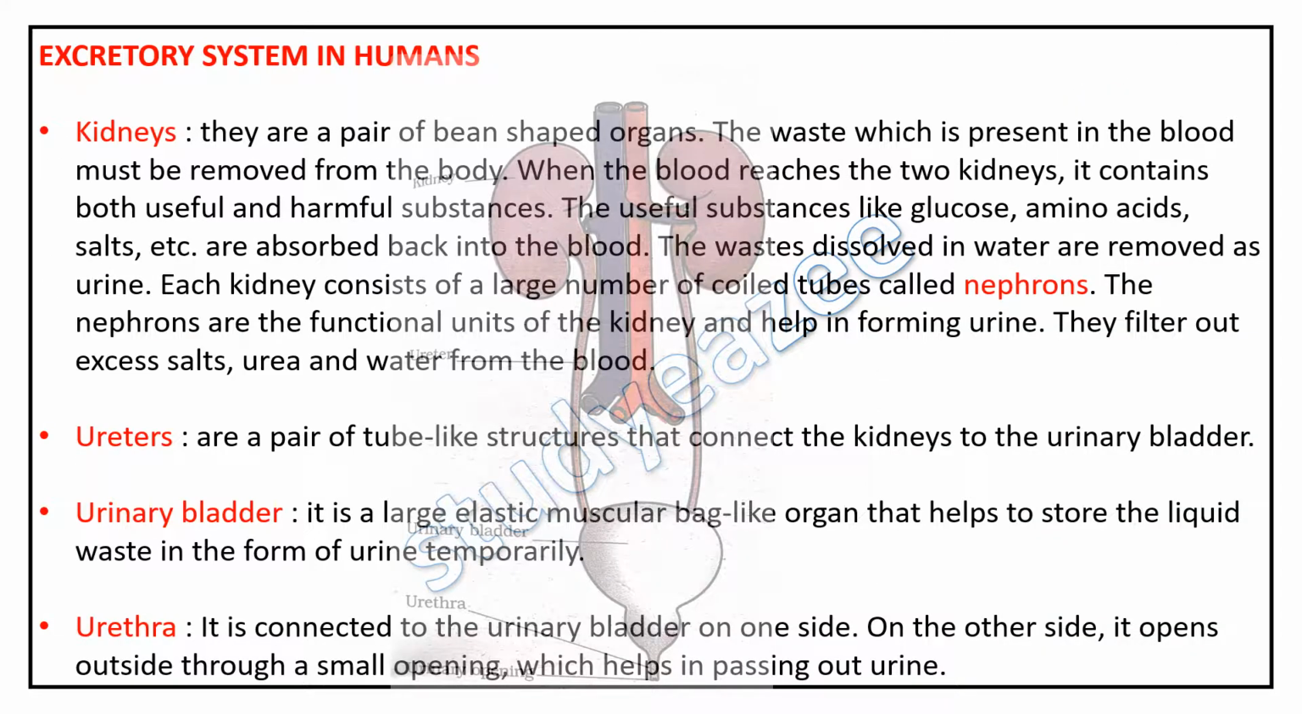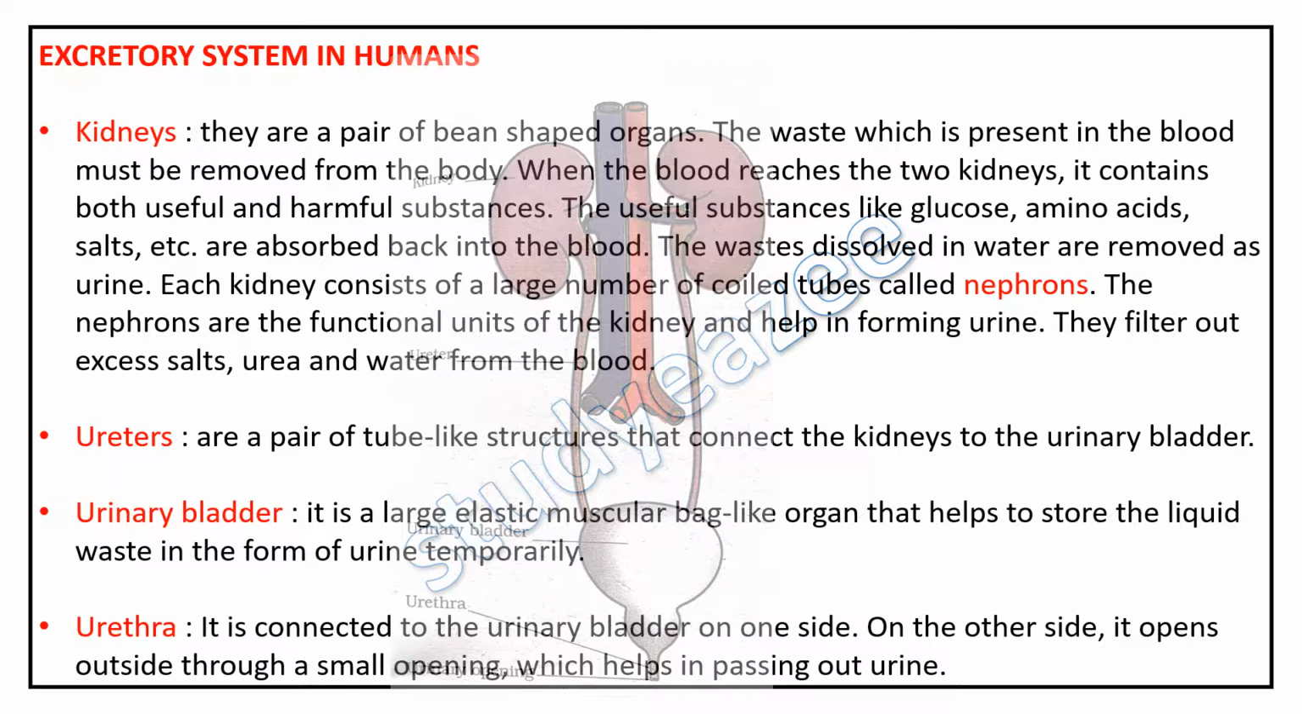Now we will study the different organs of the excretory system in detail. Kidneys are a pair of bean-shaped organs. The waste which is present in the blood must be removed from the body. When the blood reaches the two kidneys, it contains both useful and harmful substances. The useful substances like glucose, amino acids, salts, etc. are absorbed back into the blood. The waste dissolved in water is removed as urine.